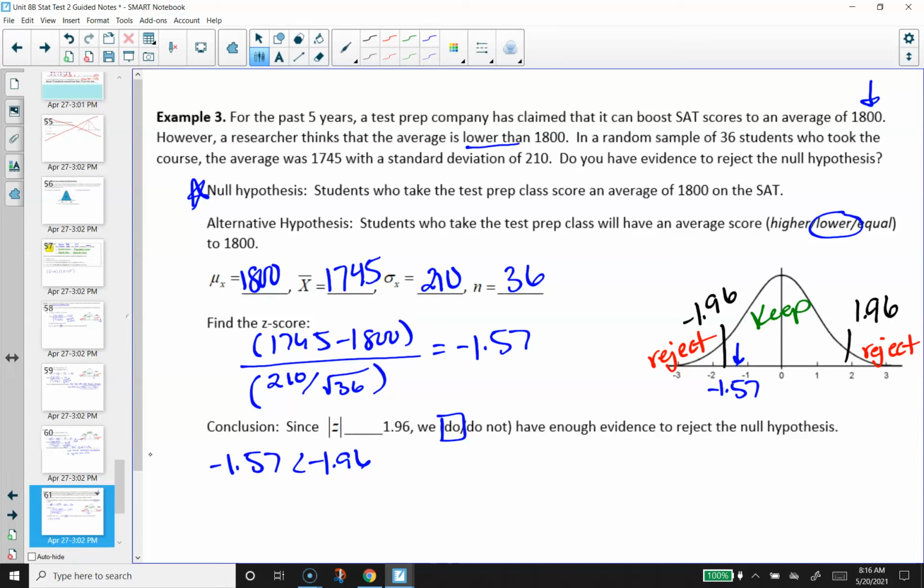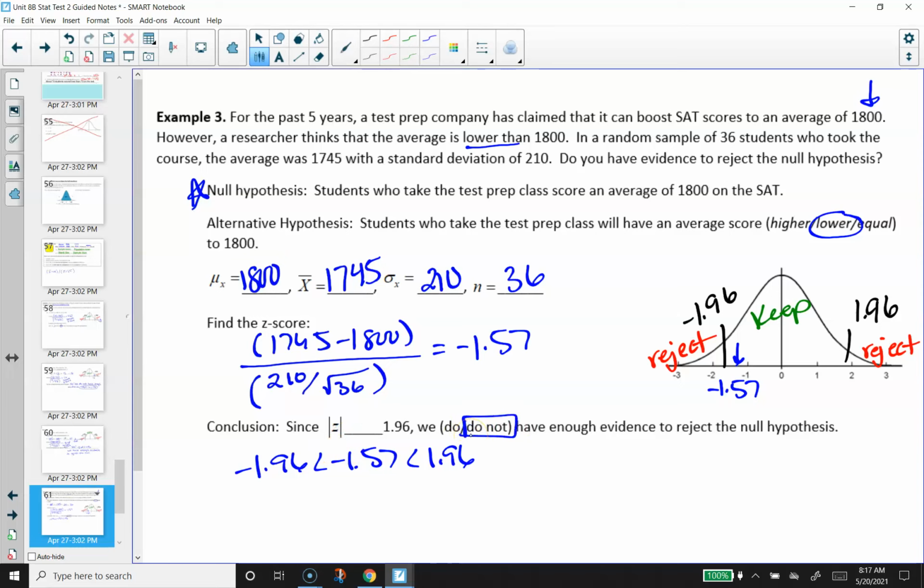Oh, we don't. No, we don't. Hold on. I'm losing it. It's not below the boundary. It's in the middle. I apologize. Sorry. Our z-score was in between them. I apologize, guys. There we go. It's in the keep zone, isn't it? So it's in the keep zone. We do not have the evidence.